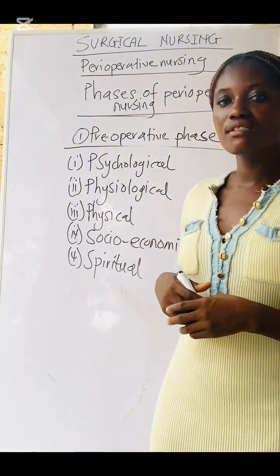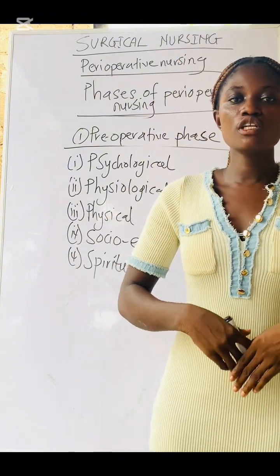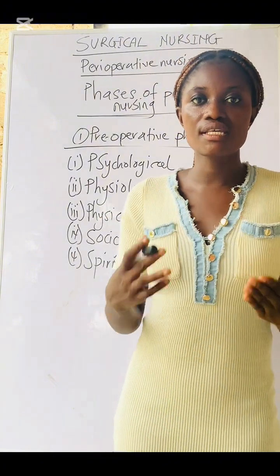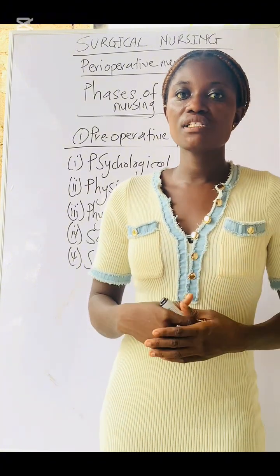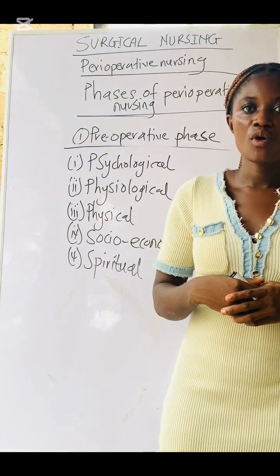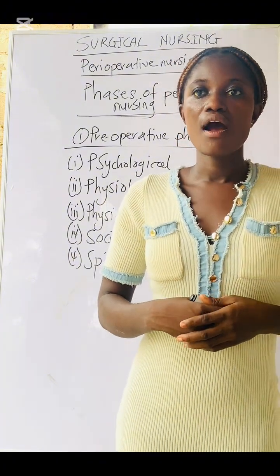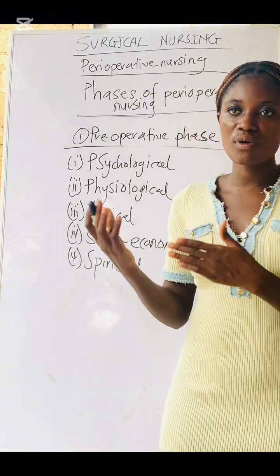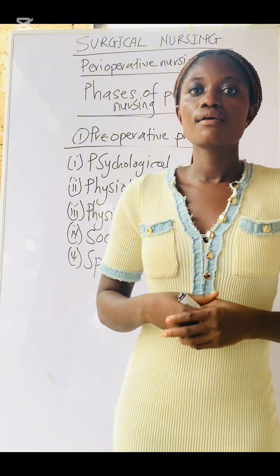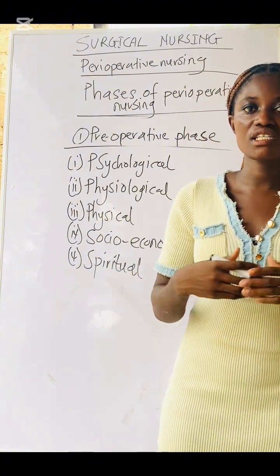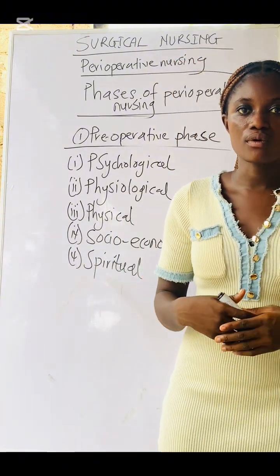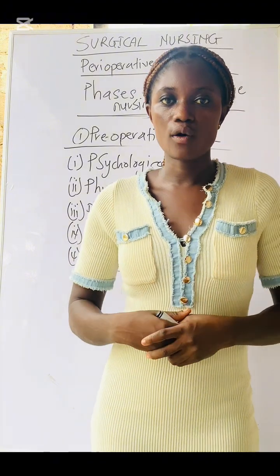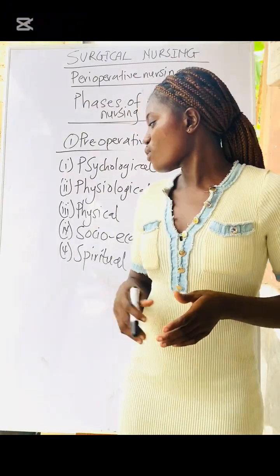Then the next one is socio-economic. As a nurse, you need to confirm whether the patient is financially stable, where the help is coming from, how they are going to get money to sponsor that surgical procedure. So if the patient is not financially stable, you need to consult a social worker at the hospital so that they can help.